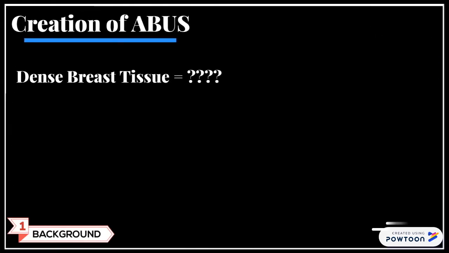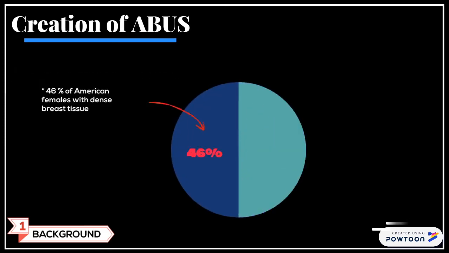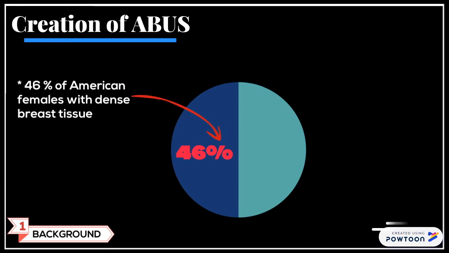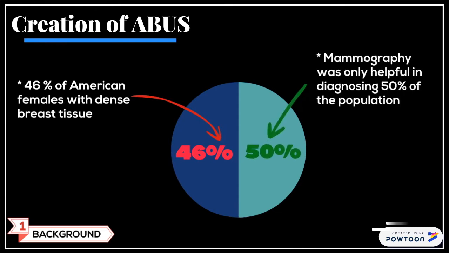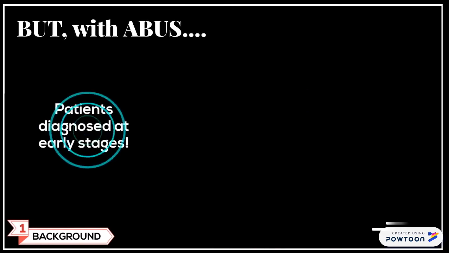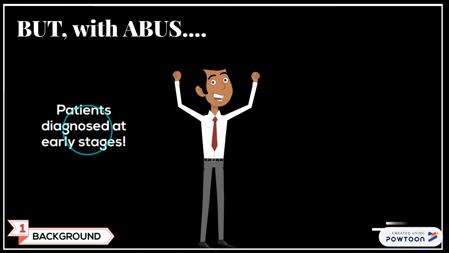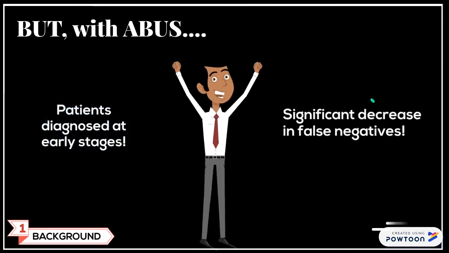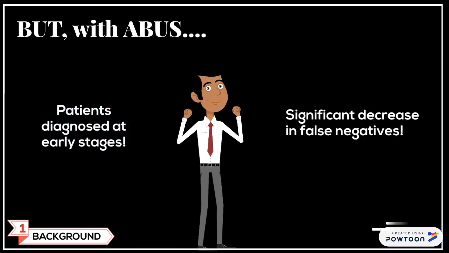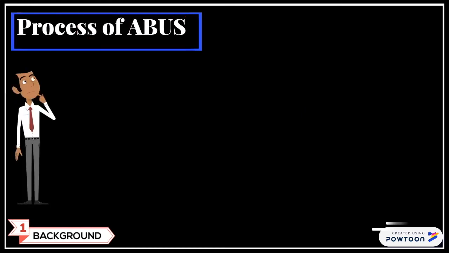Why was ABUS created? Breast cancers are hard to detect on patients with dense breast tissue. Almost 46% of American females have dense breast. Thus, mammography was only helpful in diagnosing 50% of the population. But with the introduction of ABUS, patients with dense breast are diagnosed at early stages, and the amount of false negatives has significantly decreased.